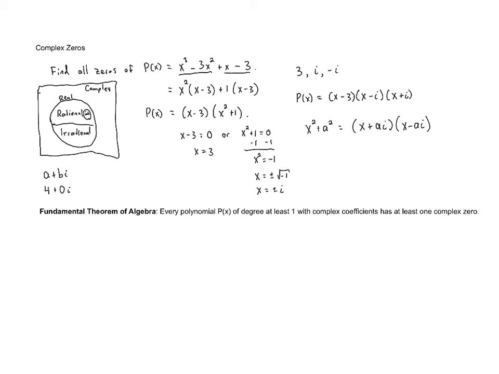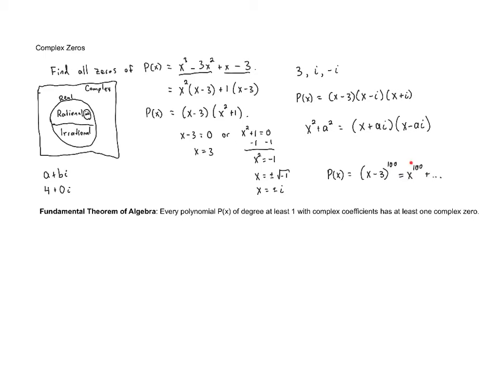So the reason it says at least one complex zero is because sometimes we have the same zero repeating over and over and over again. If we looked at the polynomial p of x equals x minus 3 to the 100th power, if you were to multiply this out, you would get a 100th degree polynomial. The first term would be x to the 100th plus a bunch of other terms, lots and lots of other terms.